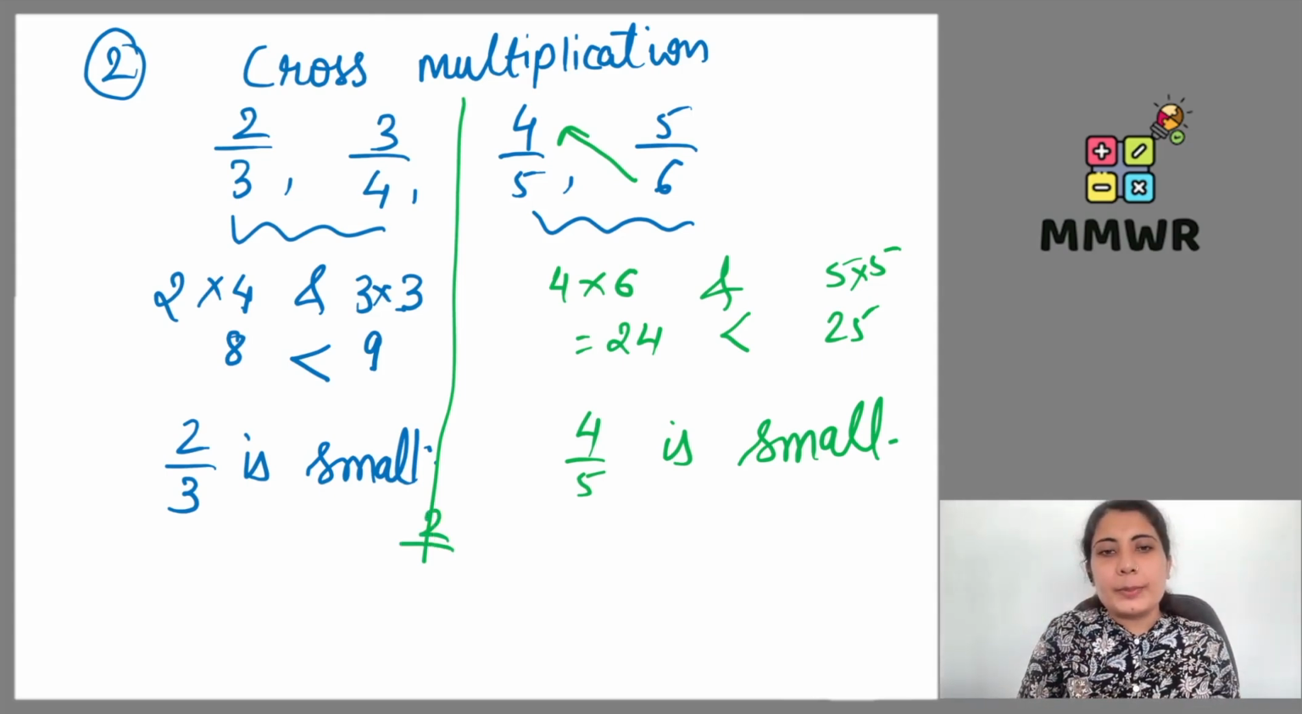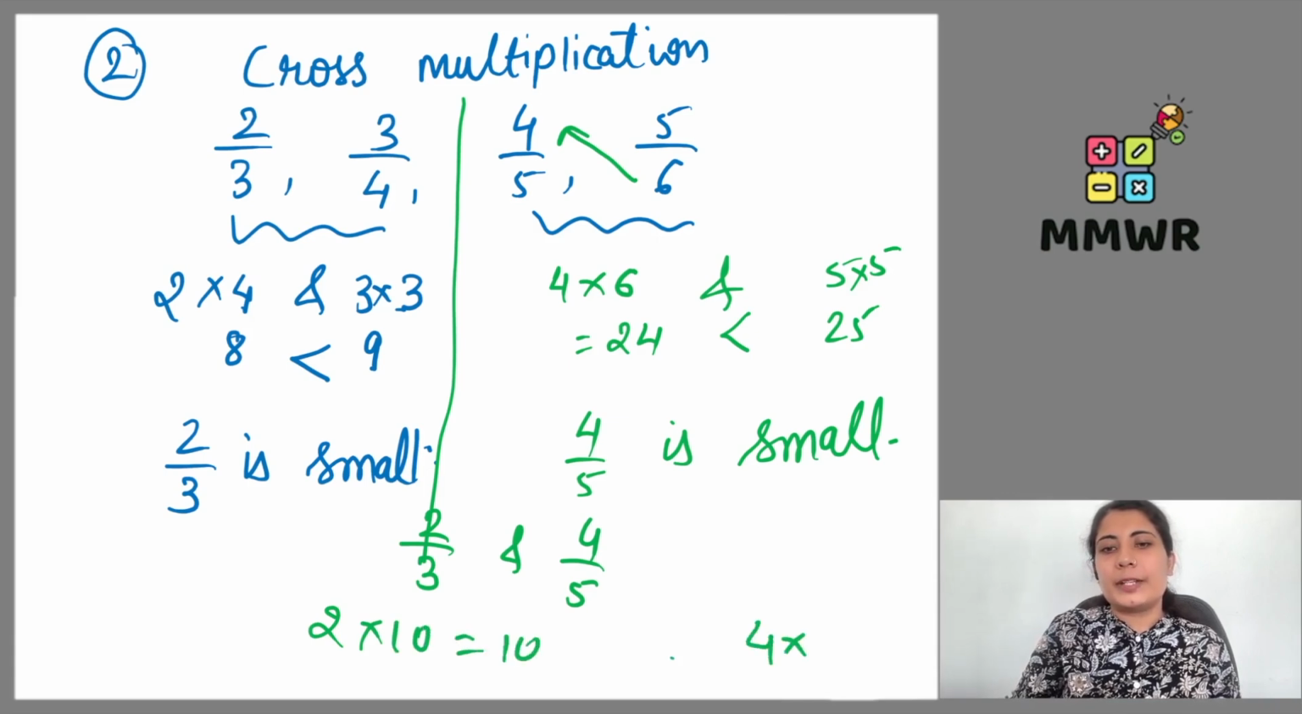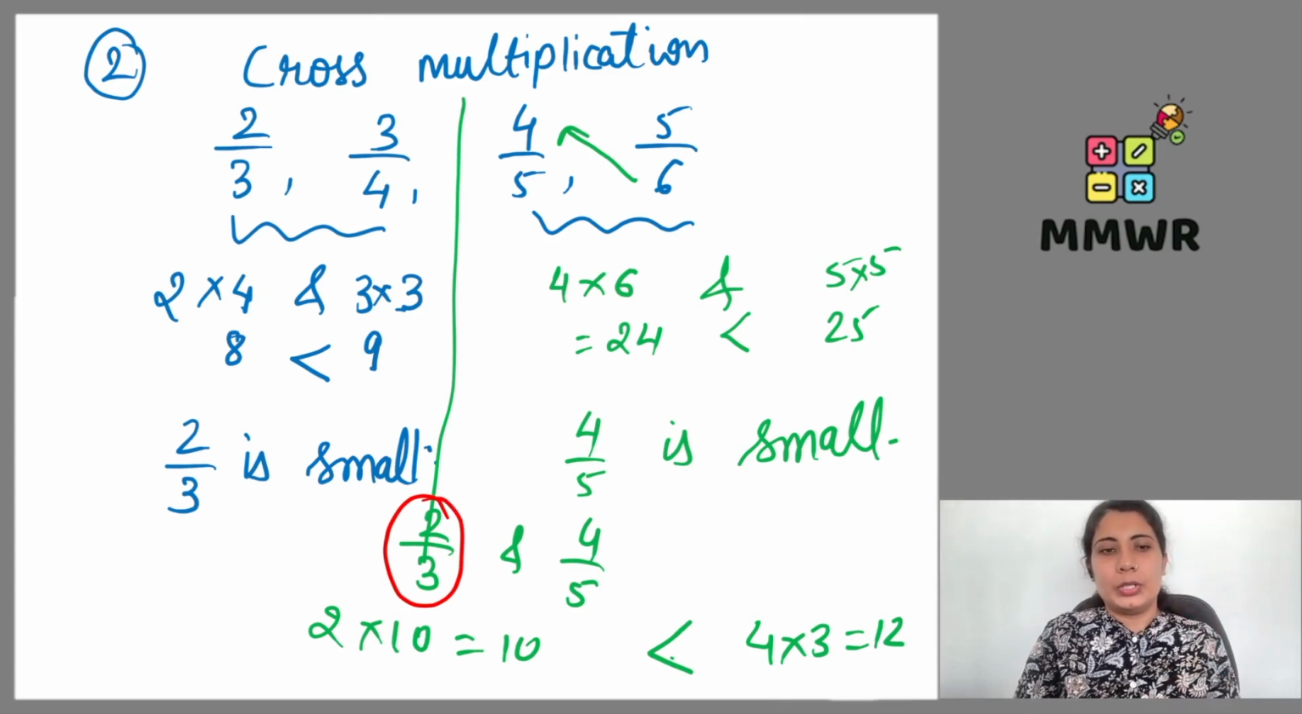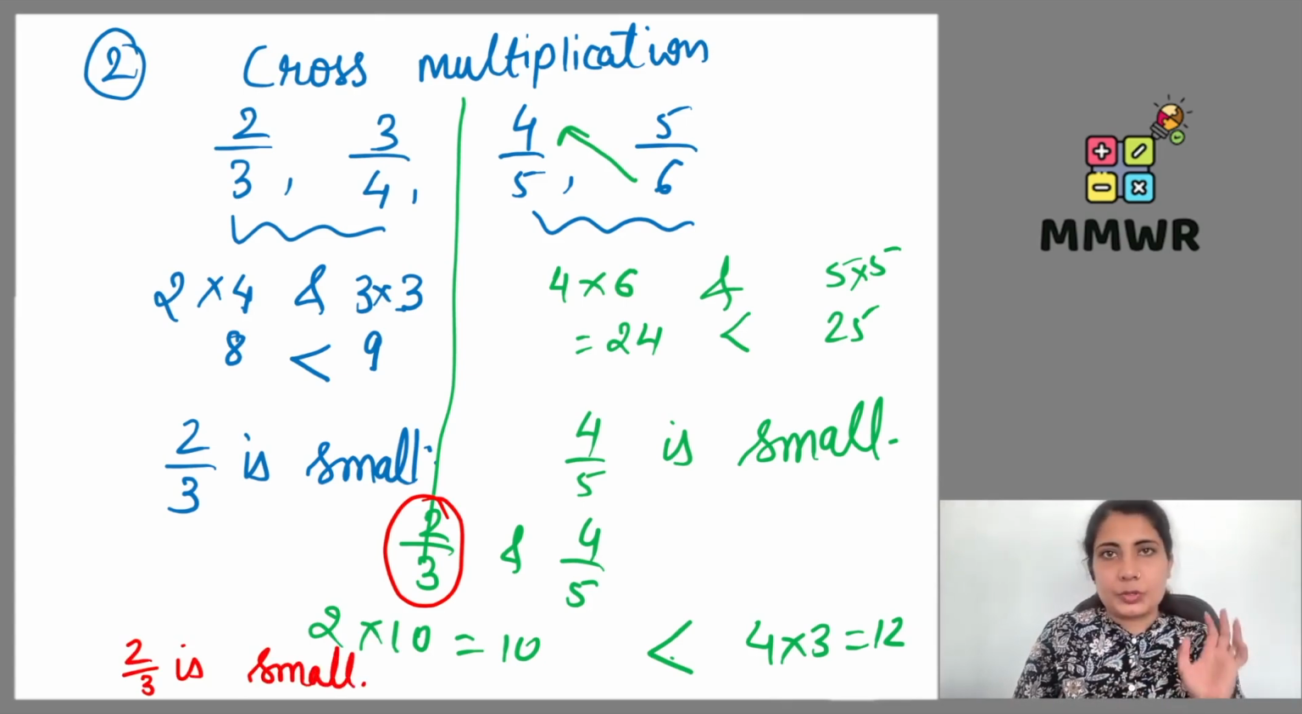So we simply have to compare 2 by 3 and 4 by 5. That's it. So for that 2 and 5 will be multiplied. 2 fives are 10. And 4 multiplied with 3 gives me 12. So 10 is the smaller one. That means ultimately 2 by 3 is the smallest one. 2 upon 3 is the smallest among all. Of the four, this is the smallest.